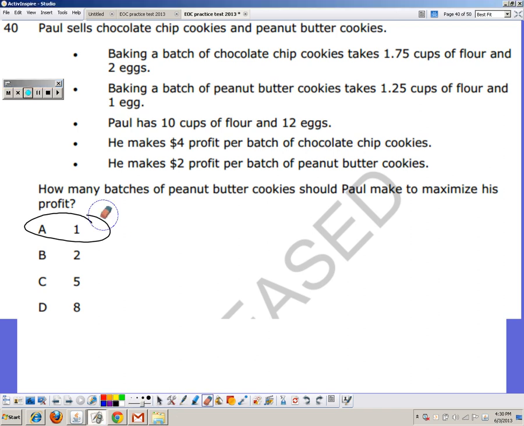Well, obviously he wants to make the maximum number of chocolate chip cookies and the least number of peanut butter cookies. The least number of peanut butter cookies you can bake, if you have to make a batch of them, is 1.